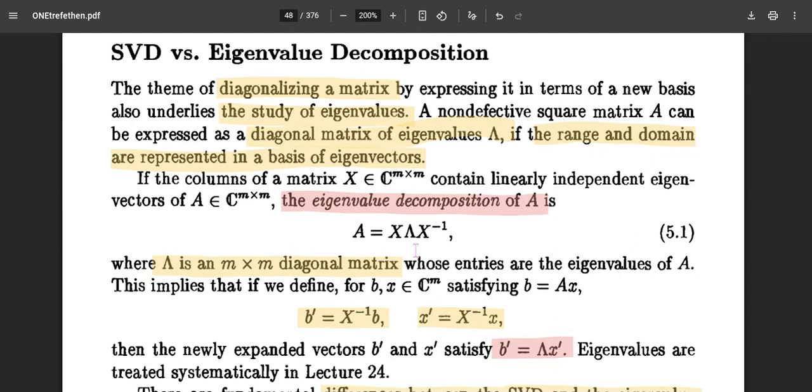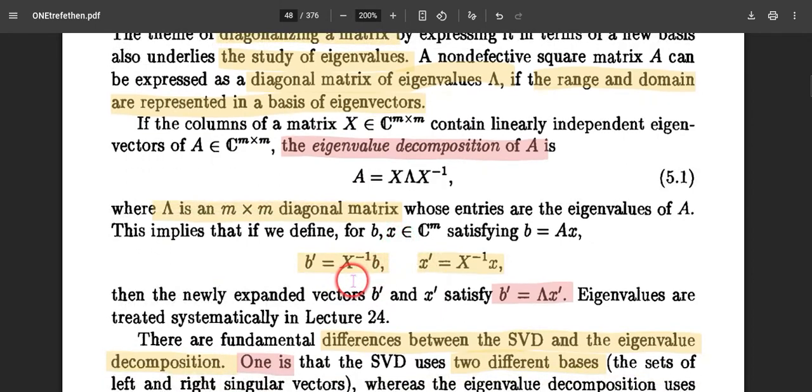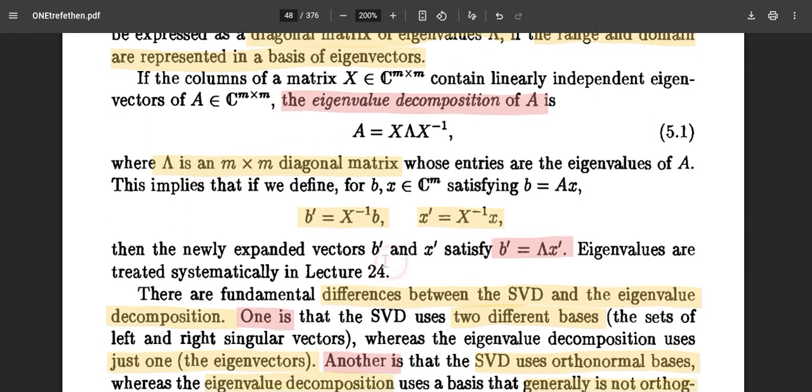Similar to the previous one, we can make coefficients of expansion for b in terms of x, and also x in terms of x. Utilizing these properties, the matrix equation b = Ax can be expressed as b' = Λx'. Here the eigenvalues are embedded in the diagonal entries of this matrix.